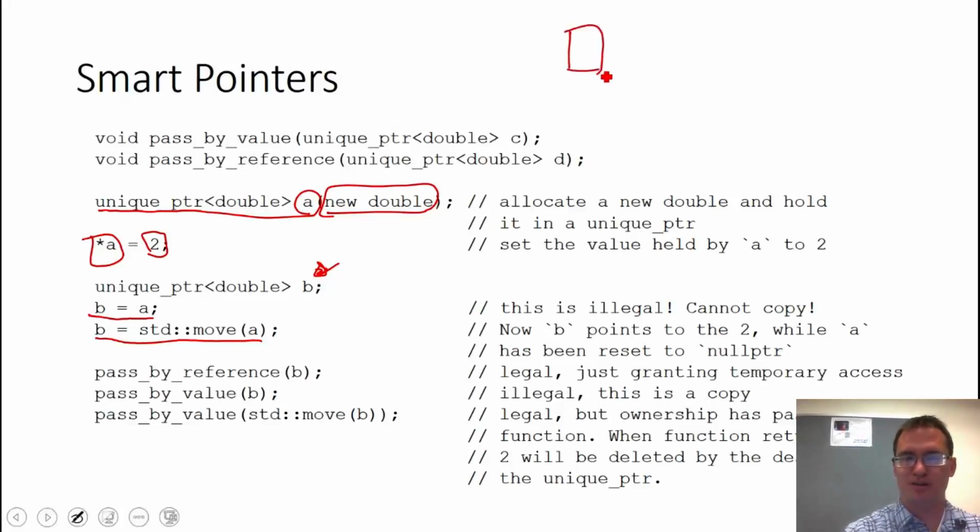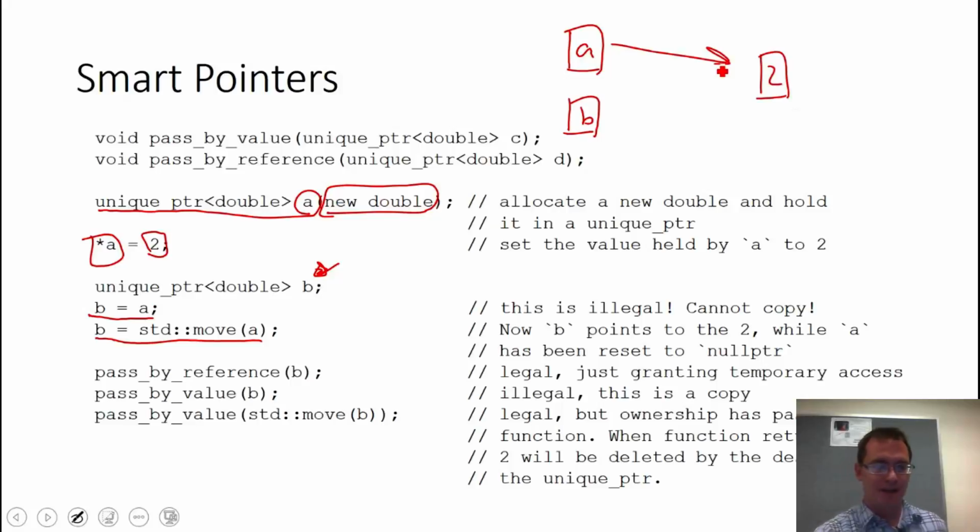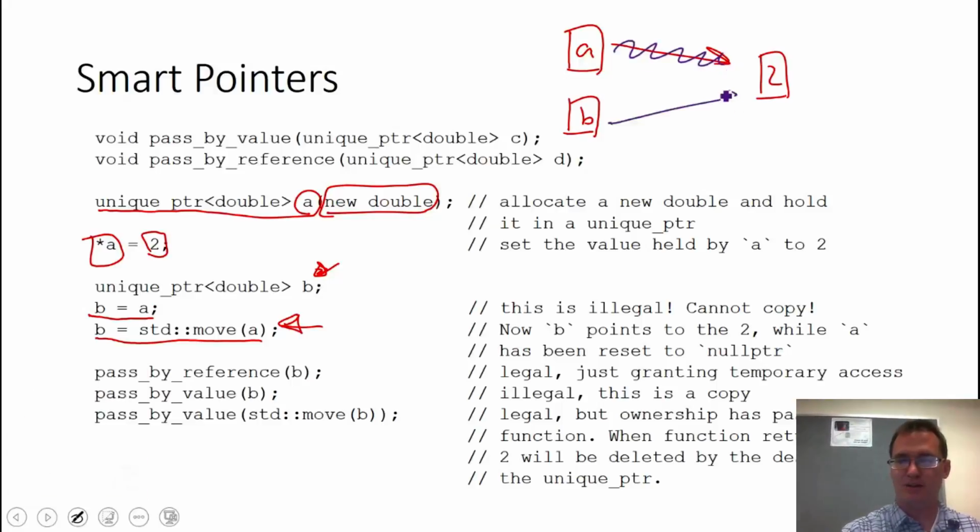What this does is B now points to the resource. So let me draw my boxes. I love boxes, don't you? Okay, so A is pointing to 2. At this point here, when we invoke this move, A no longer points to the 2. Instead, B points to it. So B points to the 2. A has been reset to a null pointer. Now, I actually typed this up wrong. There's supposed to be an ampersand here. Okay, that's better.